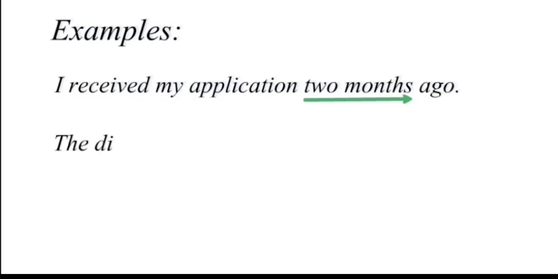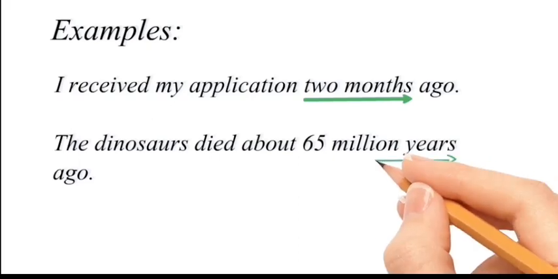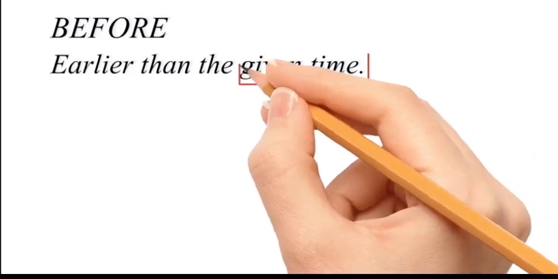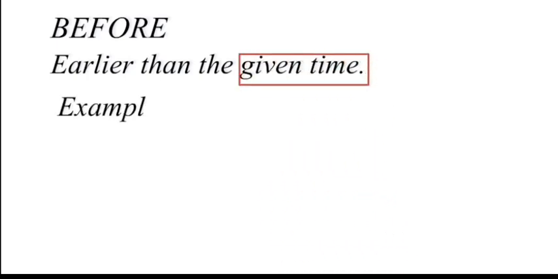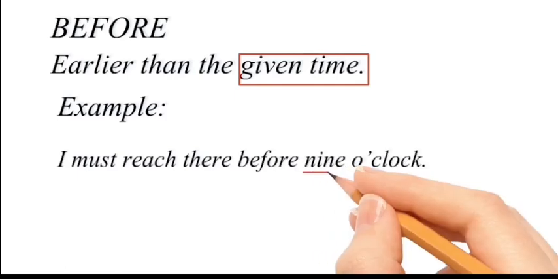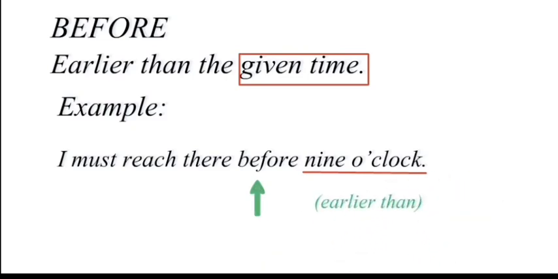See this example. The dinosaur died about 65 million years ago. Notice both the sentences now. Both the sentences are in past and an expression of time is given at the last of both the sentences. Now let's see how it is different from before. As a preposition, before means earlier than. That means earlier than the given time. See the example. I must reach there before 9 o'clock. So 9 o'clock is a given time and before is indicating that you are reaching there earlier than 9 o'clock.